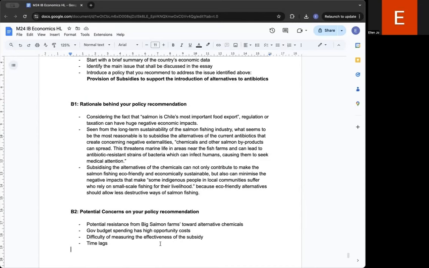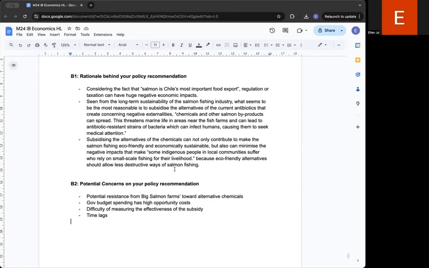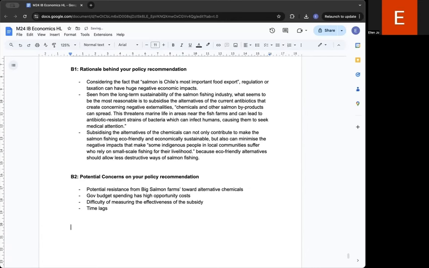Next, you can write down a few potential concerns on your policy recommendation, like some kind of limitations. Predictably, there can be potential resistance from big salmon farms towards alternative chemicals, and government budget spending has high opportunity cost. Also, there is a difficulty of measuring the effectiveness of the subsidy, not to mention the time lags. As always, the conclusion can be a quick few words to summarize your main idea, which is not necessary.